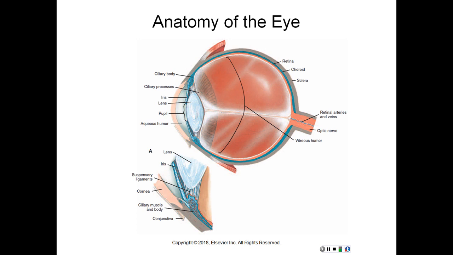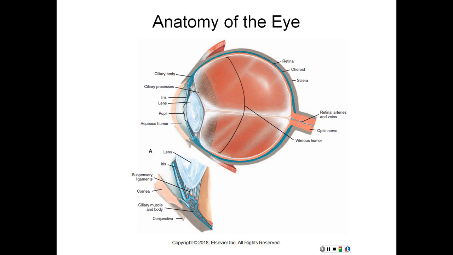Lacrimal apparatus, network of glands, ducts, canals, and sacs that produce and drain tears. The lacrimal gland produces tears which then flow through the lacrimal ducts to cover the surface of the eye. Optic nerve carries visual impulses from the retina to the brain. Conjunctiva, mucous membrane lining the eyelids and covering the anterior portion of the sclera.